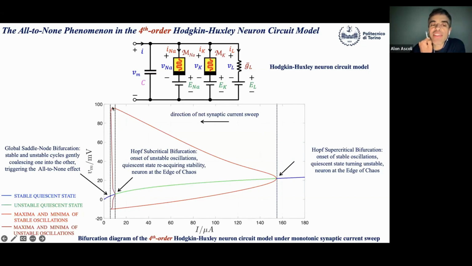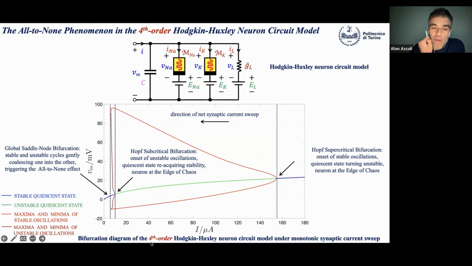Okay, so firing spikes here. This unstable oscillation is very important, but at some point you see that the unstable oscillation grows in amplitude and merges gently with the stable one. And again, we have another bifurcation. In this case, it's a global phenomenon. It's the so-called global saddle node bifurcation, where the two cycles coalesce together, triggering the famous all-or-none effect. In fact, directly after this bifurcation, the neuron returns to a quiescent point.